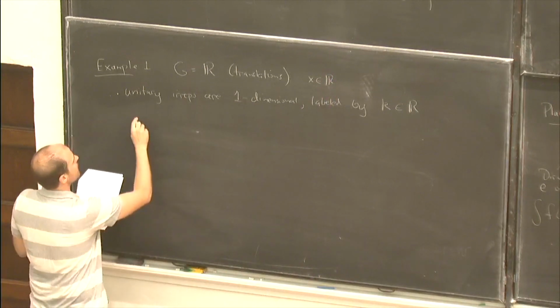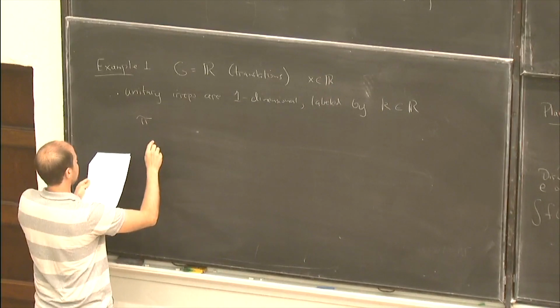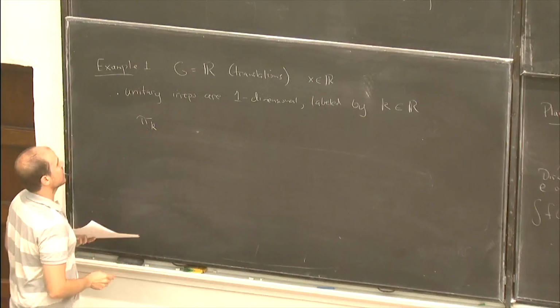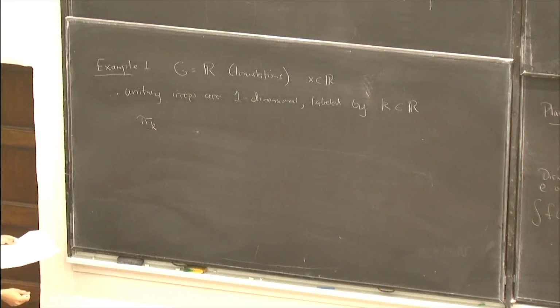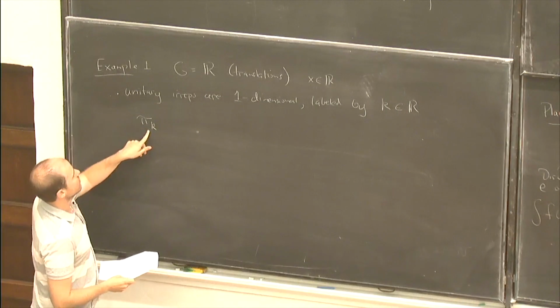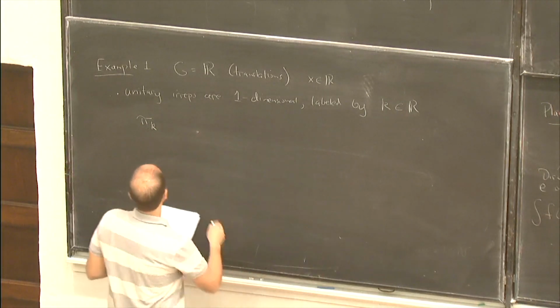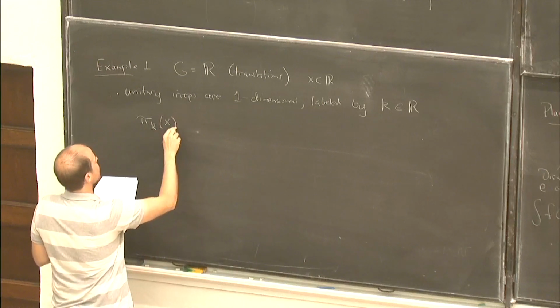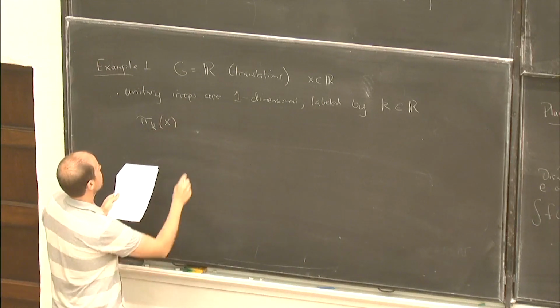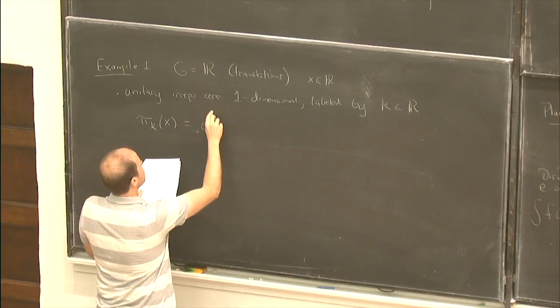And the representation map is just given by, so I'm not going to write k of x because that's really terrible, I'll write pi sub k for the one-dimensional irrep with momentum k. If you do a translation by x, then in this irrep you multiply by a phase e to the i k x.